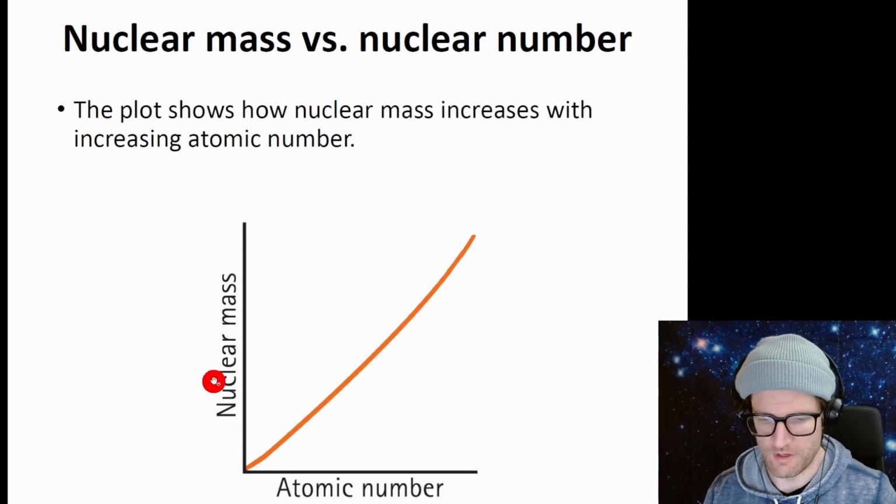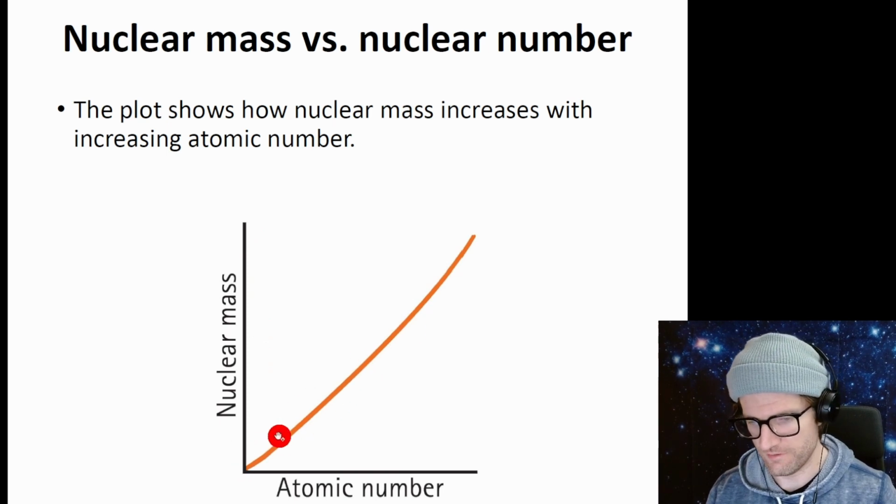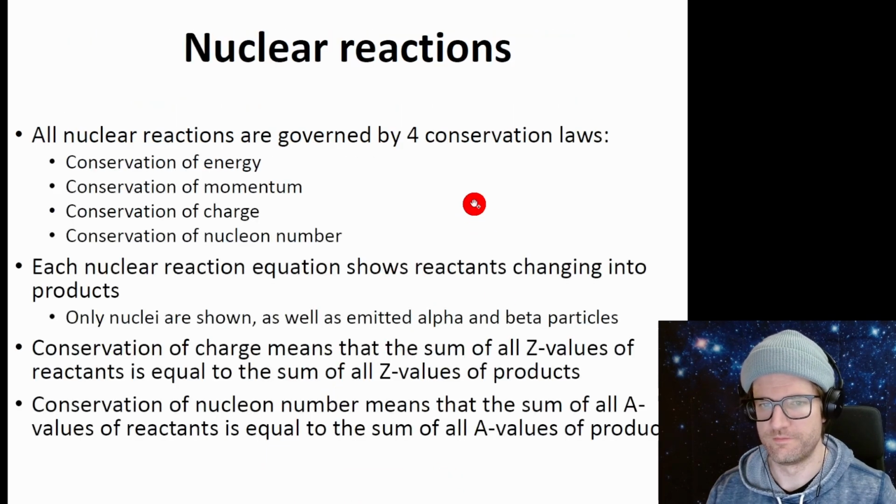This is an interesting plot. As the atomic number goes up, the nuclear mass isn't linear. It goes up slightly. So there's slightly more neutrons needed as the atomic number goes up.